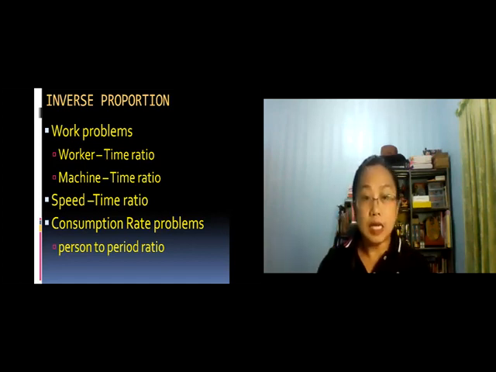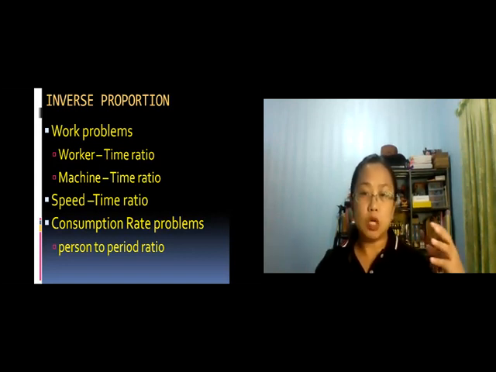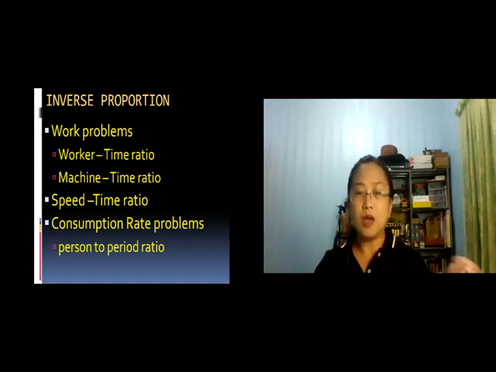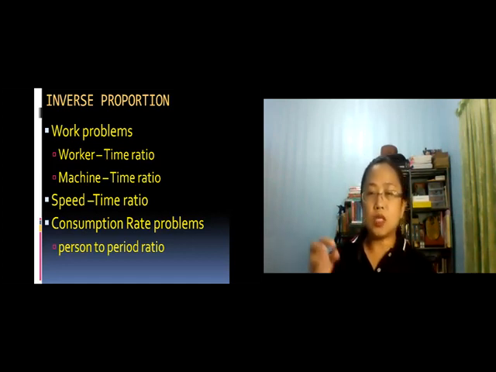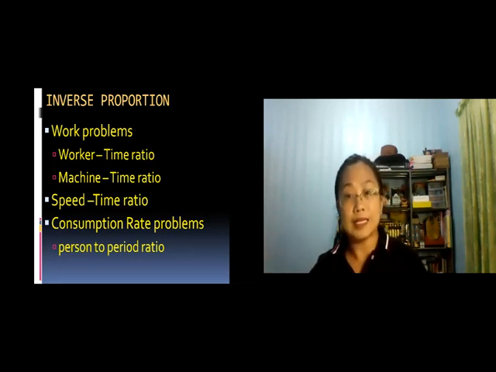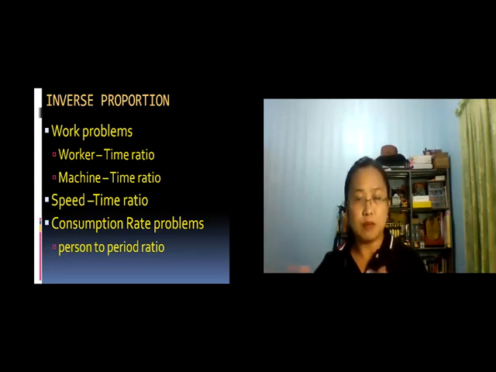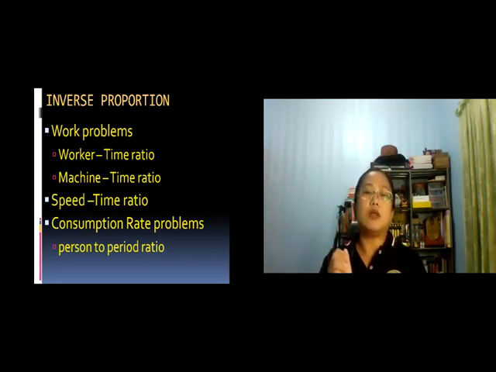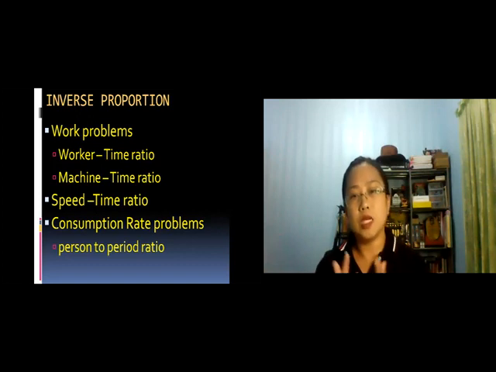So, pag ganyan ang involved, either tinatanong kayo kung ilang tao ang kukonsumo nung supply or ang itatanong sa inyo ay yung gaano katagal tatagal. How long will the supply last for a certain number of persons, halimbawa. Okay? It's a consumption rate problem and it's under inverse proportion problem.